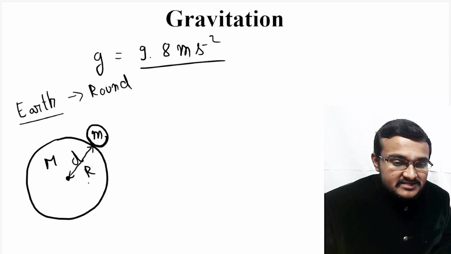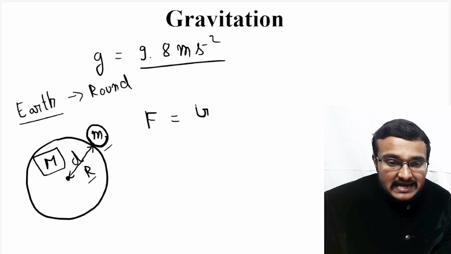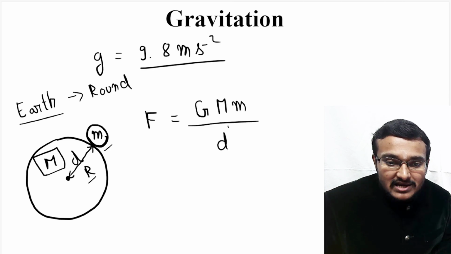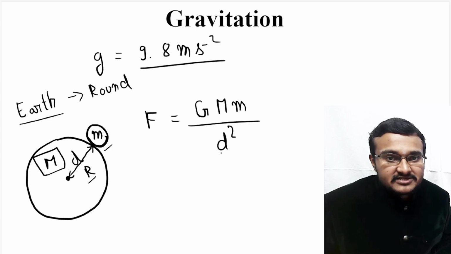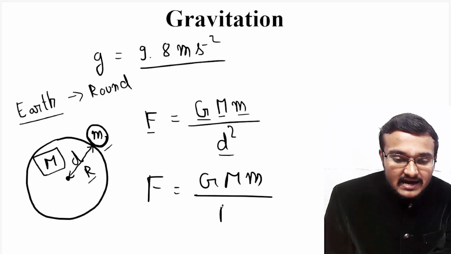So now you have the distance, now you have mass, and now you have the mass of Earth as well. So here the gravitational force is equal to capital G into capital M into small m divided by d square, according to the universal law of gravitation. So F is equal to GMm divided by r square.